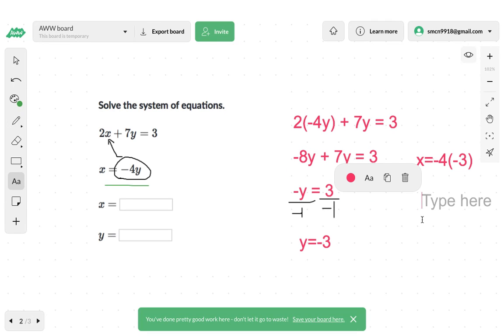And I'm going to solve. So x equals -4 times -3 is 12. Okay, so my y equals -3 and my x equals 12.